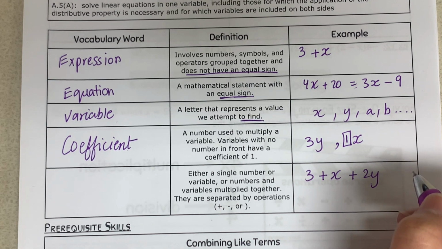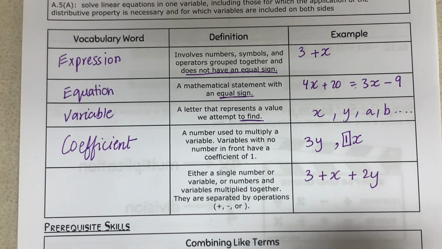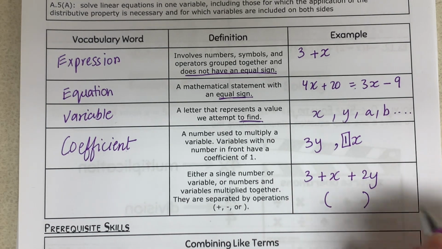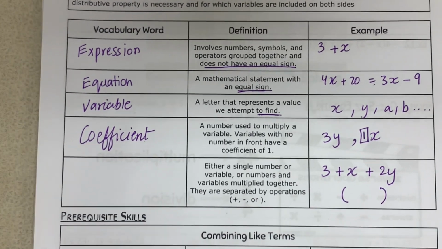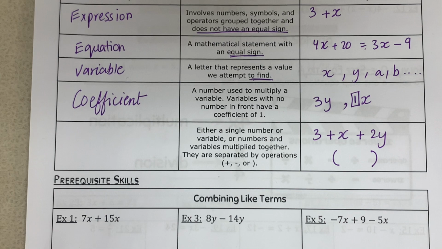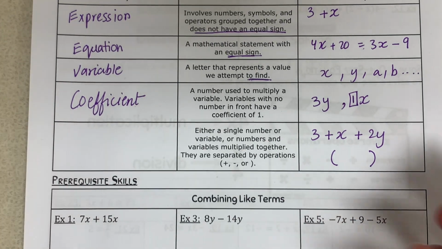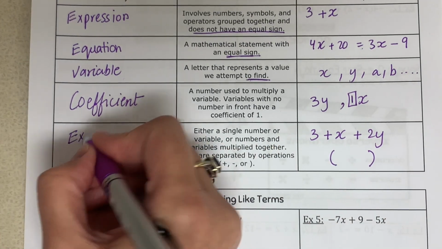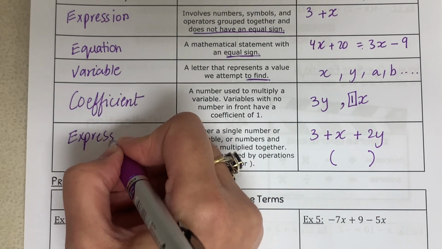They are multiplied together. They're separated by operations: plus, minus, or parentheses. So it has parentheses. It is an expression, but I don't exactly know. It doesn't have an equal sign, so I would say it's an expression, and we are able to distribute it.